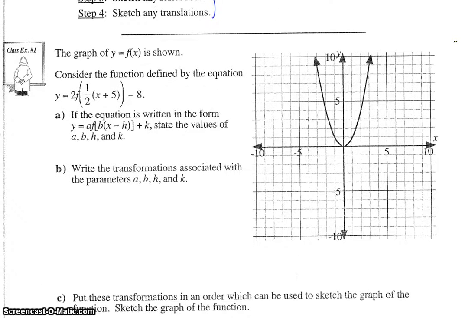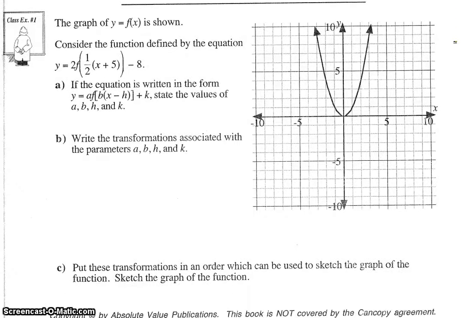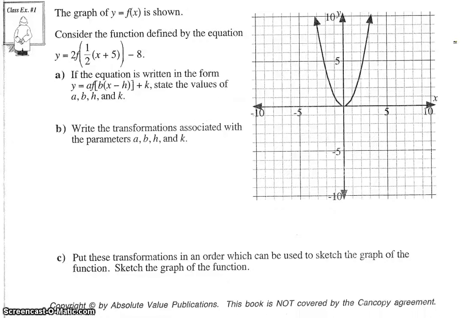Okay, example number 1. The graph of y equals f of x is shown. Consider the function defined by the equation y equals 2 f(1/2 x + 5) minus 8. If the equation is written in the form of the general equation, which it looks like it is, the key thing to note here is that this b is factored outside of the brackets. It's not inside the brackets with x.